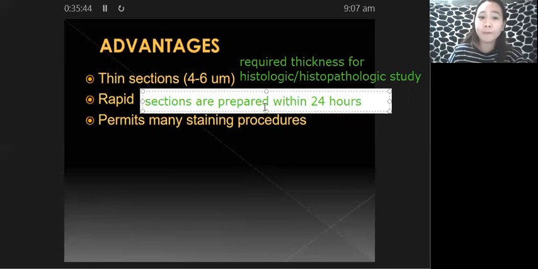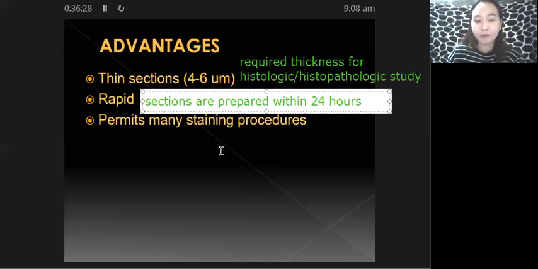Okay, so meaning, the 24 hours includes the entire tissue processing, from fixation until such time that you have your tissue slides that are of diagnostic quality, ready for the examination by the pathologist. So from fixation until mounting or coverslipping, 24 hours. And that is rapid already as compared to the other types of media that we use in the laboratory.